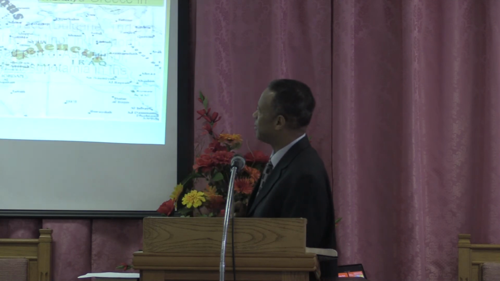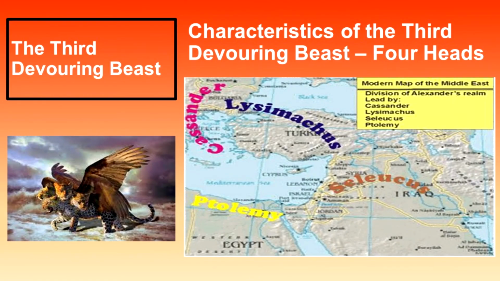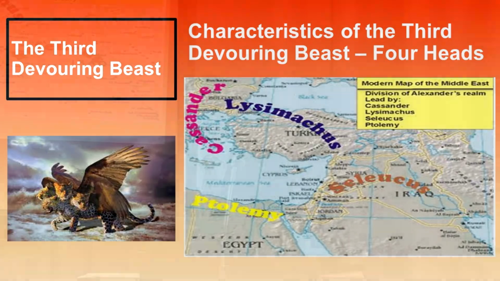And so Alexander the Great's kingdom was replaced by these four generals. And these are the areas that they actually controlled. You had Ptolemy that controlled Egypt. Seleucus controlled what we call Iraq and Syria today. And we have Lysimachus that was in control of most of Turkey and what we call Asia Minor. And then we had Cassander, who was in control of what was Greece and Macedonia at that time.